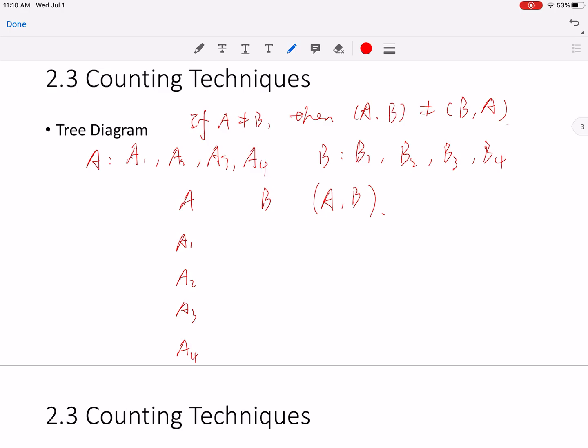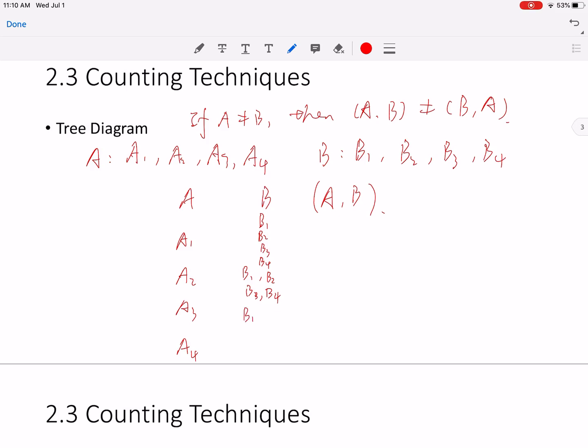And then let's take a look at the choices for B. As we see, whatever the value of A is, there are always four choices for the value of B. So if A is A1, B could be B1, B2, B3, and B4, right? If A is A2, B could be B1, B2, B3, and B4. If A is A3, then the value of B could be B1, B2, B3, and B4, right? If the value of A is A4, then the value of B could be B1, B2, B3, and B4.